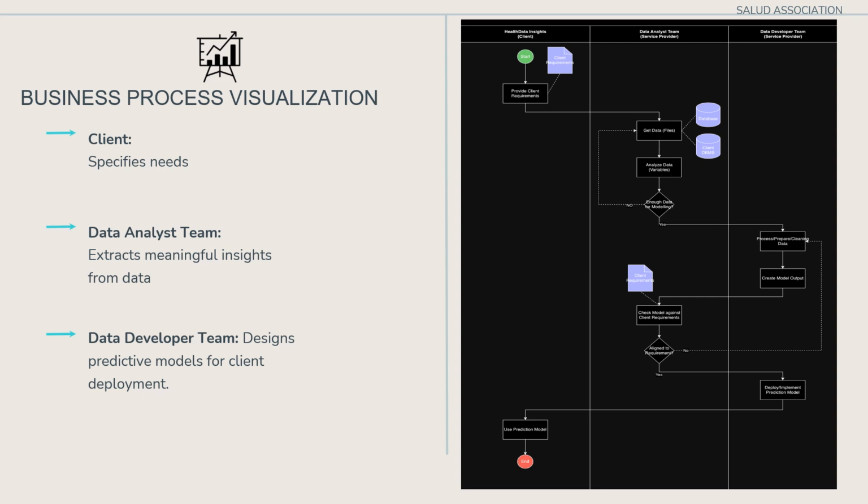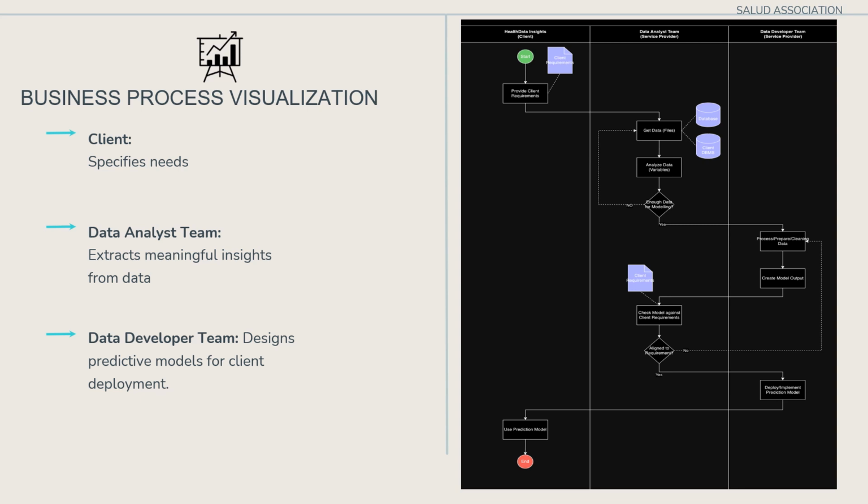It's me, Rahul Kumar, Data Analyst for Salud Association. I'll be presenting business process visualization for Health Data Insights Incorporation. For the visualization, we are using the swimlane approach. And here we have basically divided our approach into three sections: client side, data analyst team, and the data developer team.